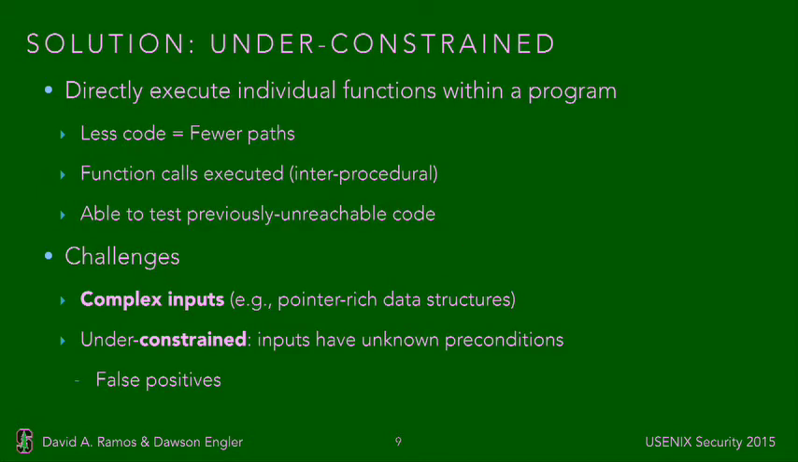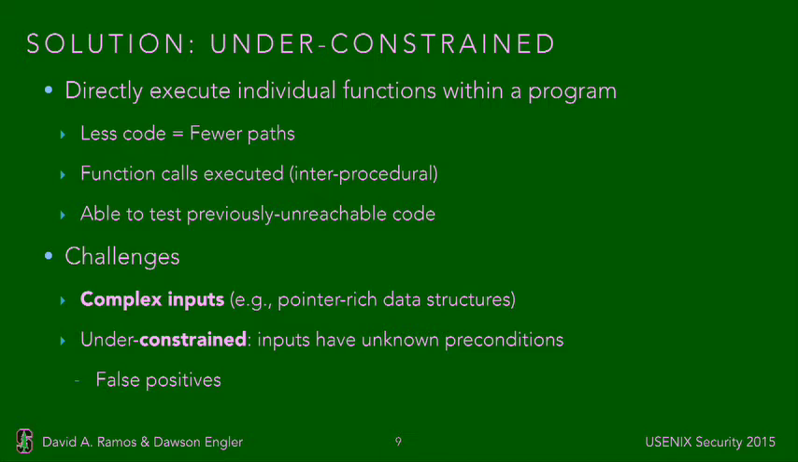So the solution we propose in this paper is under-constrained symbolic execution. The idea here is to directly execute individual functions within a program symbolically rather than doing a whole program symbolic execution. The goal being that if we're executing less code, then we're exploring fewer paths and they're also less complex.